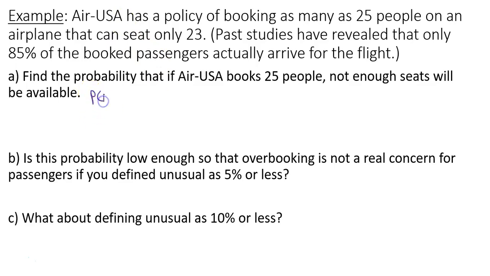So we have to calculate the probability we will not have enough seats on that plane. That plane only has 23 seats. They sell as many as 25 tickets. So we have to calculate the probability that 24 people show up and the probability that 25 people show. These are the only two scenarios where there would not be enough seats.